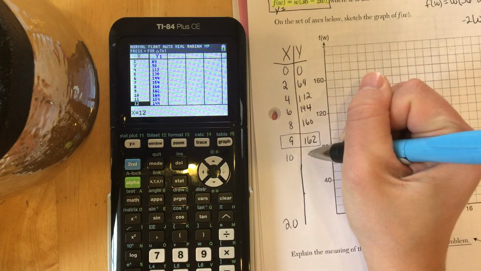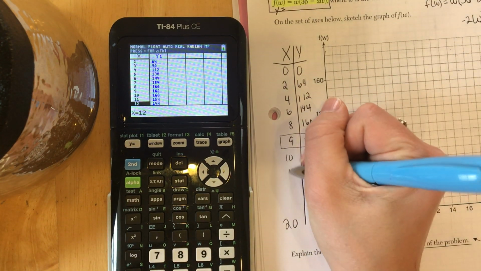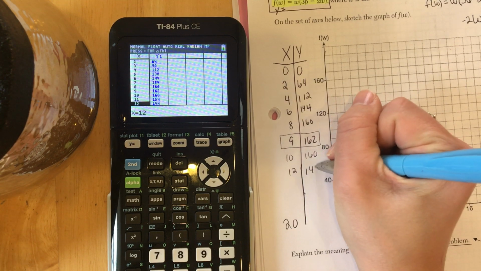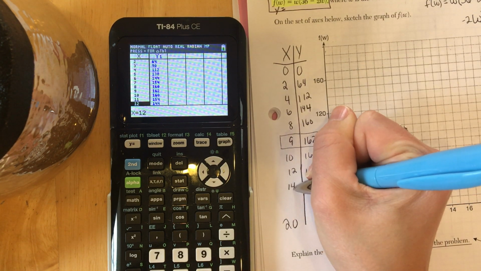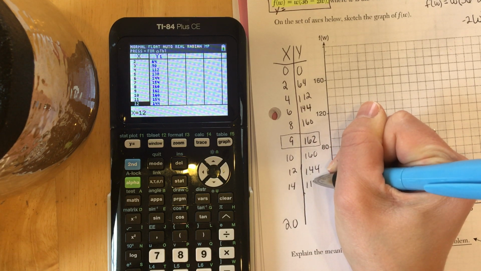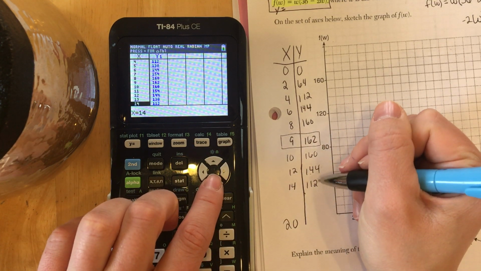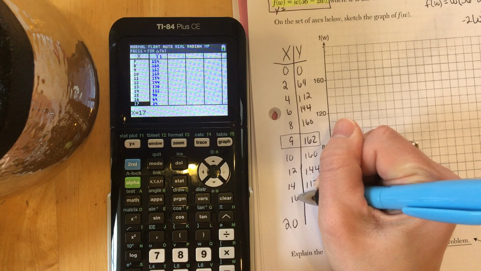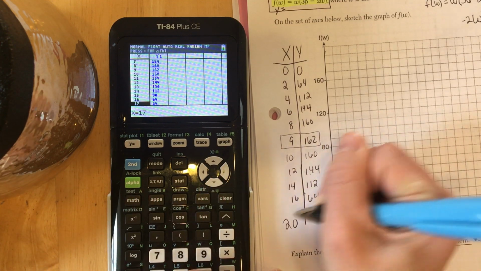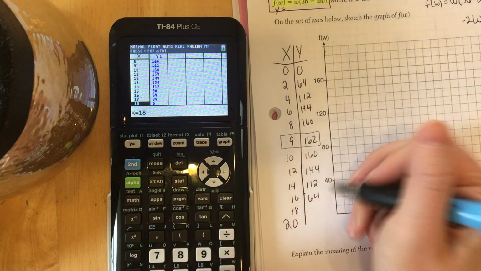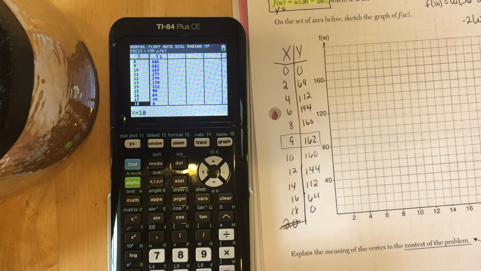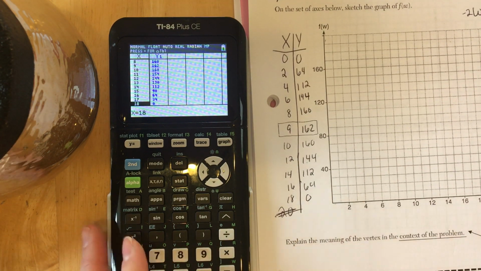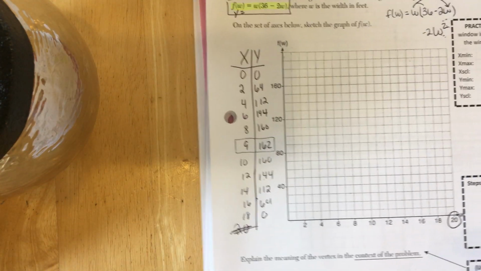And then I'll do 10, 160, 12, 144. Notice how these numbers are matching. Okay, they should be. 14, 112, 16, 64, 18, 0. Okay, so 18 was my last number, not 20. As long as you get back down to the bottom, then you're good.